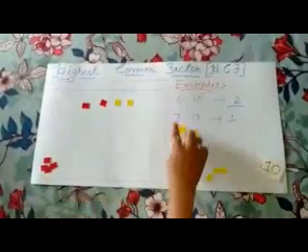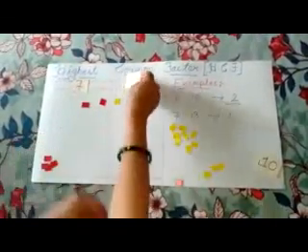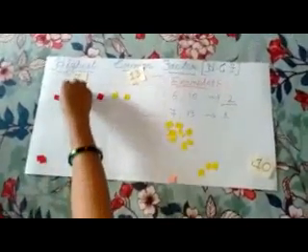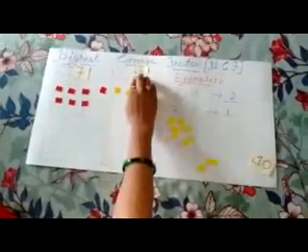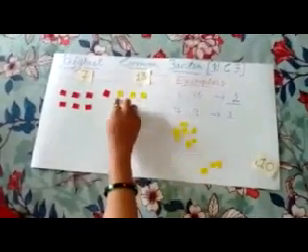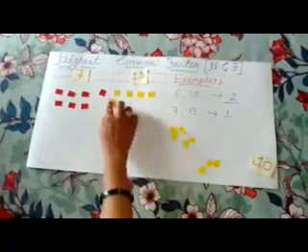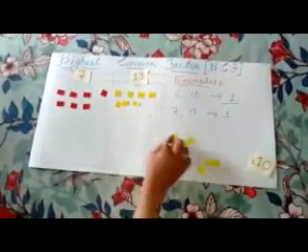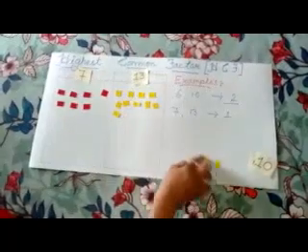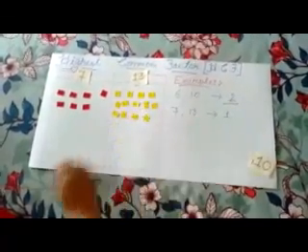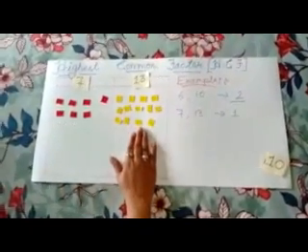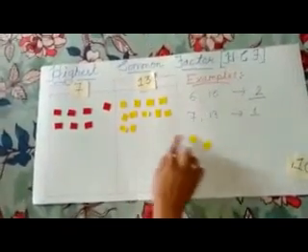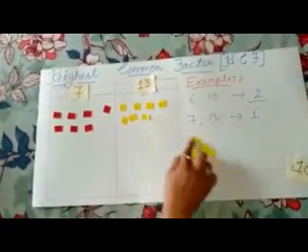Let us take another example. Another example is 7 and 13. I will take 7 red bits: 1, 2, 3, 4, 5, 6 and 7. And for 13 I will take yellow bits: 1, 2, 3, 4, 5, 6, 7, 8, 9, 10, 11, 12, 13. Now here it is 7 bits and here it is 13 bits. 7 is lesser than 13, so I will remove 7 from here.